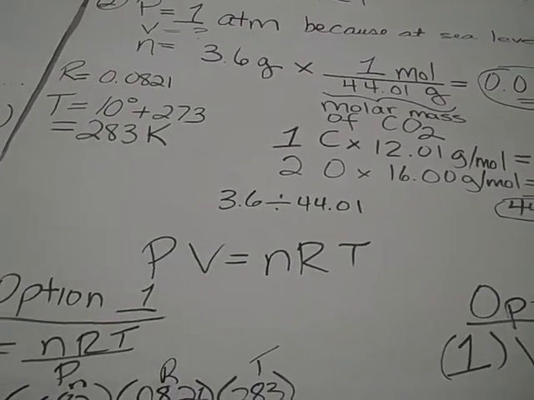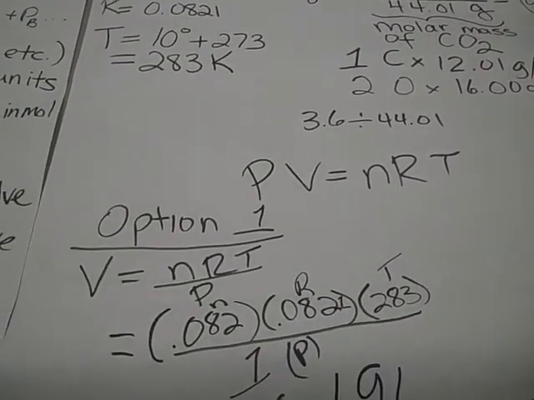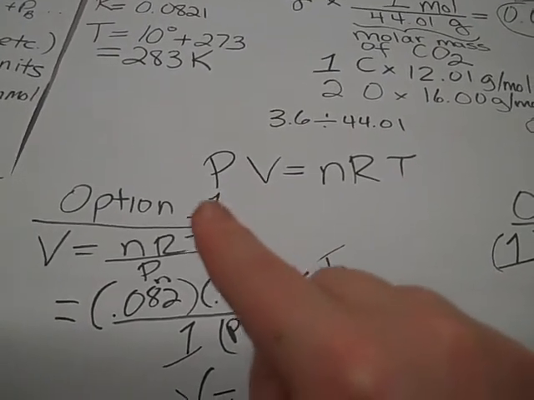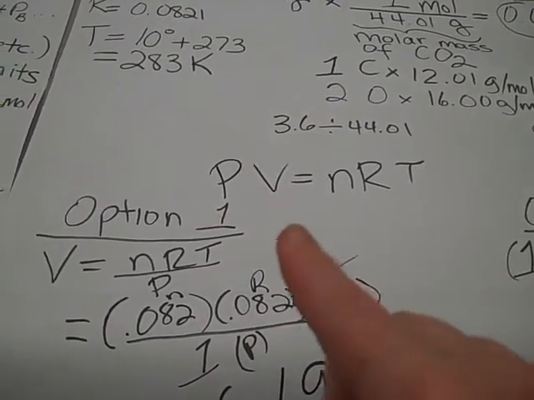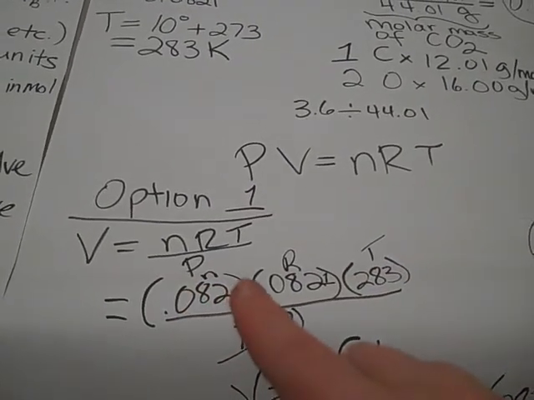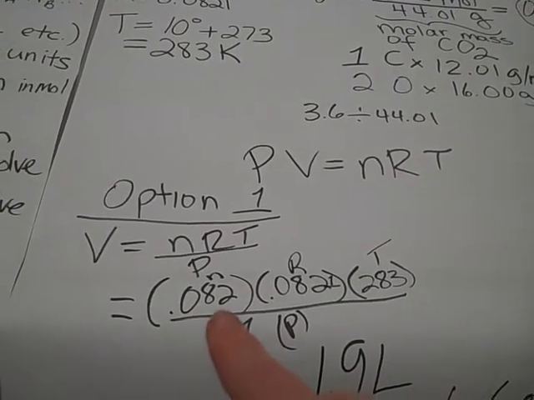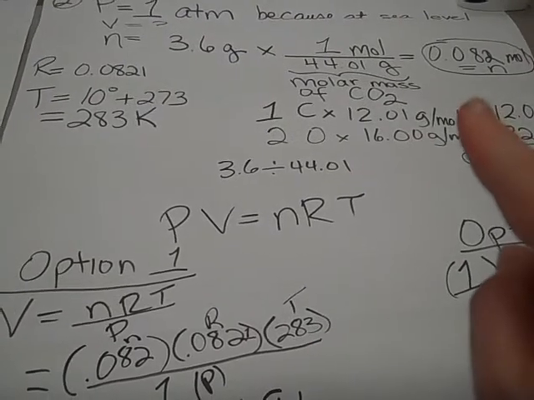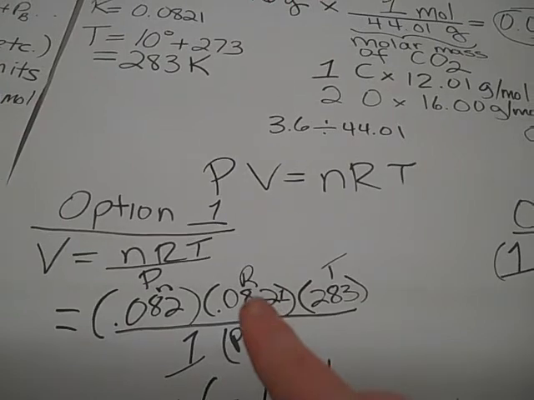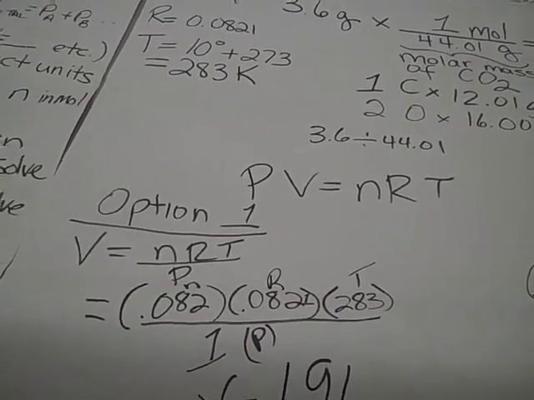Again, our equation's PV equals nRT. You could plug your values in and solve if you want to do that. Volume is originally being multiplied by pressure, so you need to divide both sides. The opposite of multiplying is dividing. Divide both sides by pressure, and then plug in 0.082 for your number of moles. That's what we got up here. 0.0821 is the gas constant. Just a coincidence. I made up all these numbers. Didn't mean to have them be the same number.